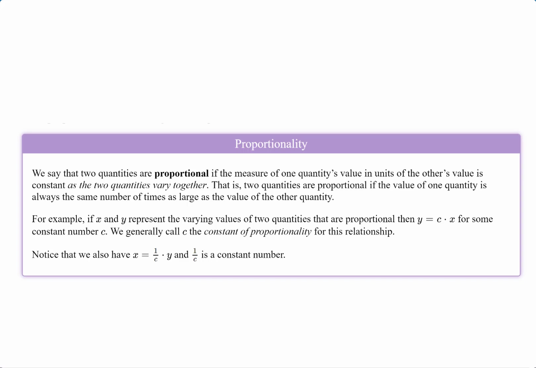And so if x and y represent the varying values of two quantities that are proportional, then y will be some constant number of times as large as x. So y will be equal to c times x for some constant number c.